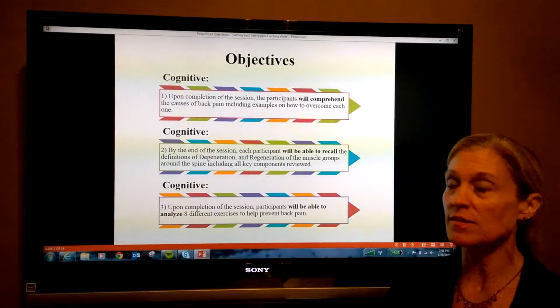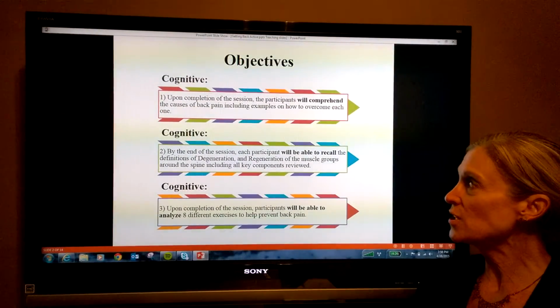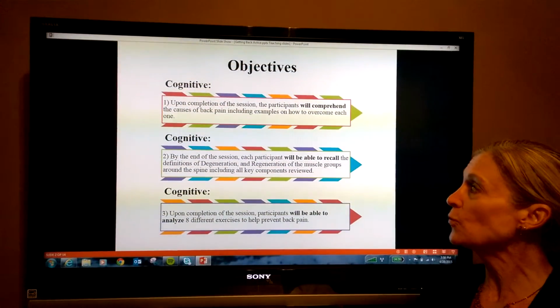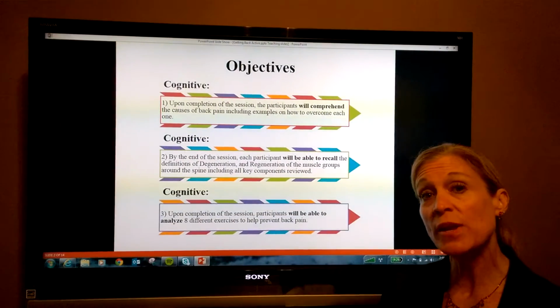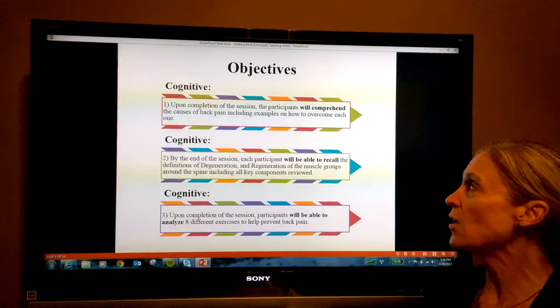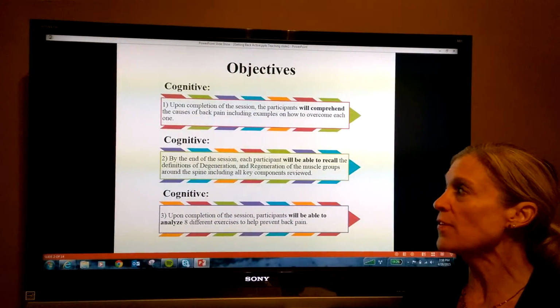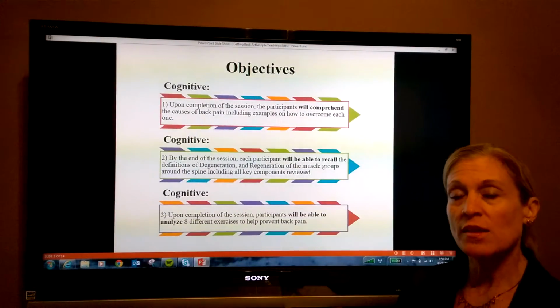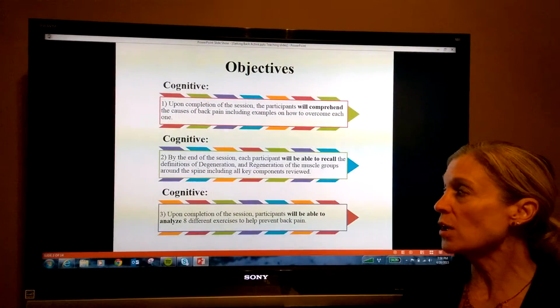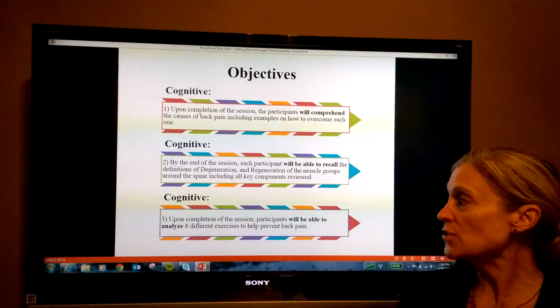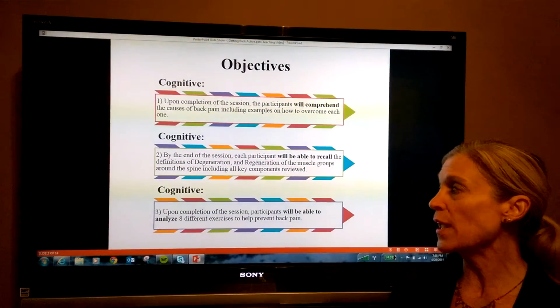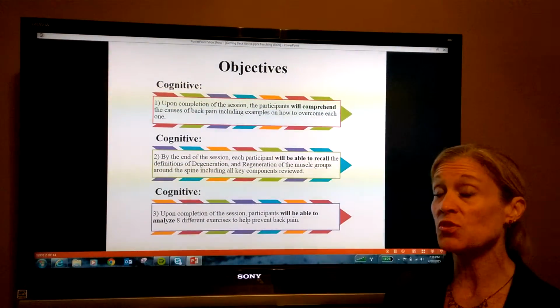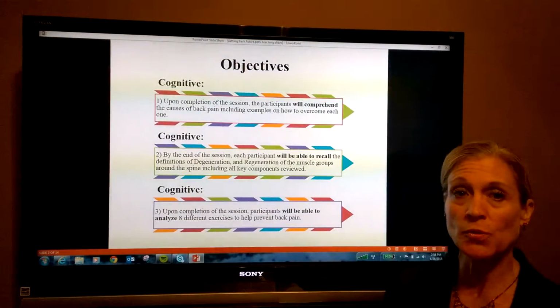The second cognitive is going to be by the end of the session, each participant will be able to recall the definitions of degeneration, regeneration, and also of the muscle groups around the spine, including all key components. The third cognitive is going to be upon completion of this session, participants will be able to analyze all 8 of the different exercises to help prevent back pain.